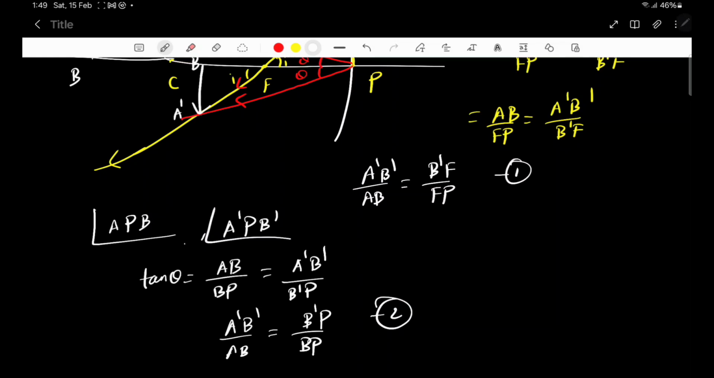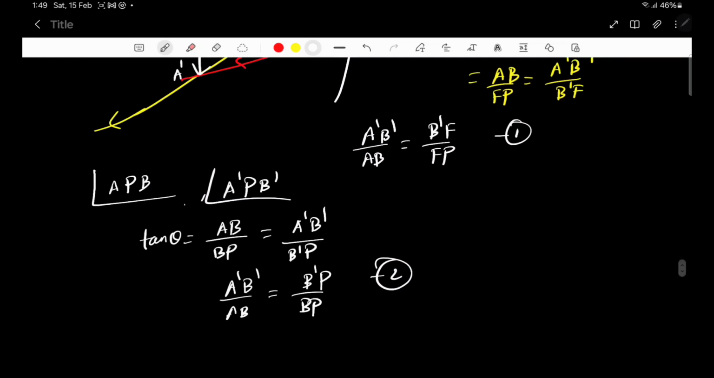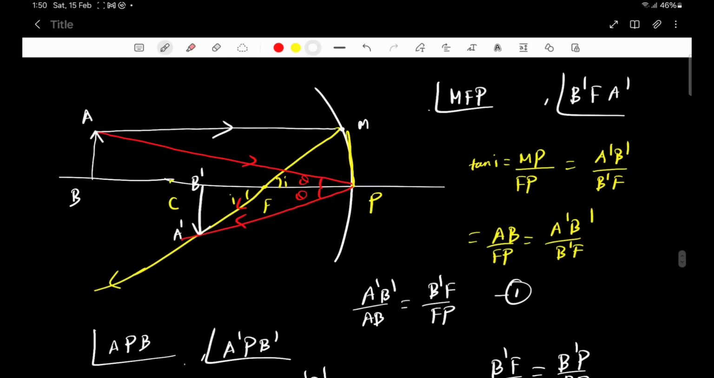Consider equation 1 and equation 2. The left hand sides of the equations are identical. So, the right hand side also should be identical. So, I can say that B dash F by FP should be equal to B dash P by BP. This B dash F can be replaced with what? It is a B dash F, right?